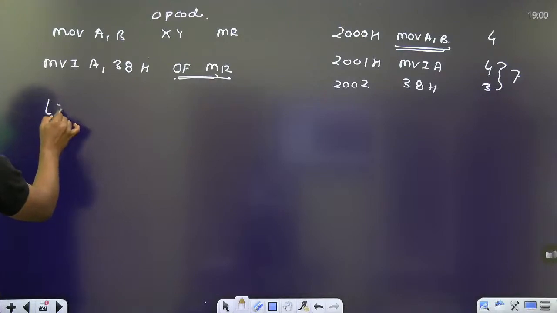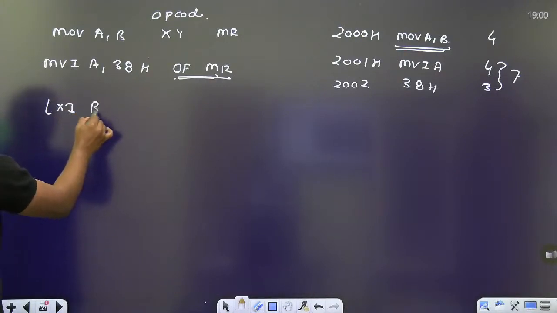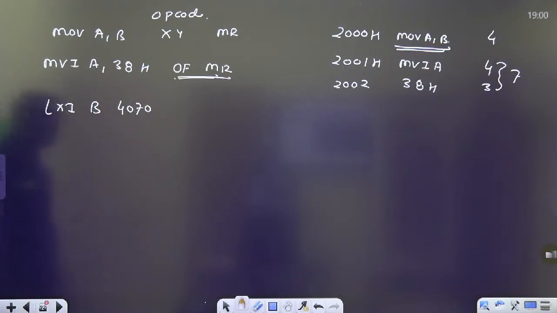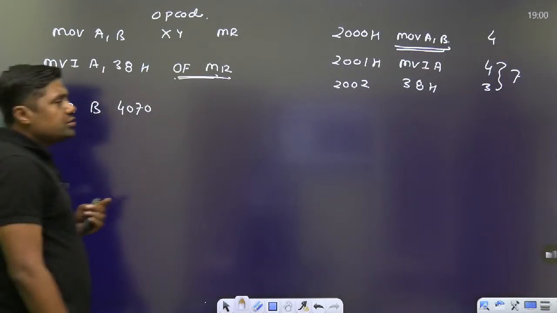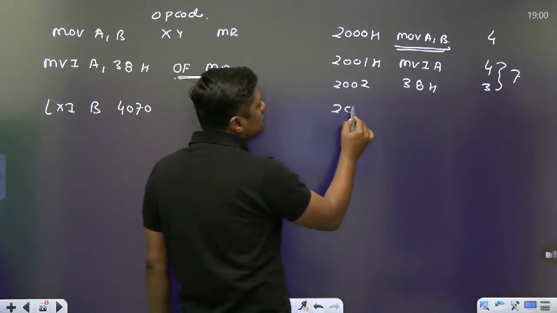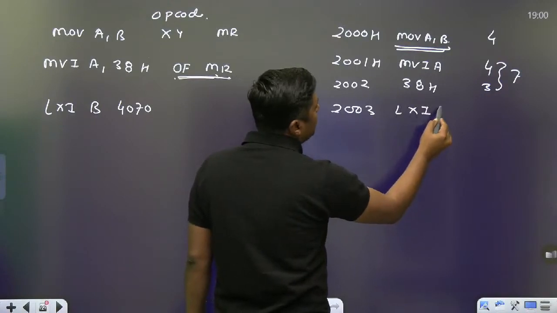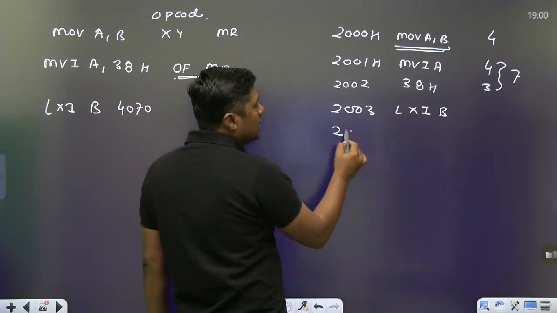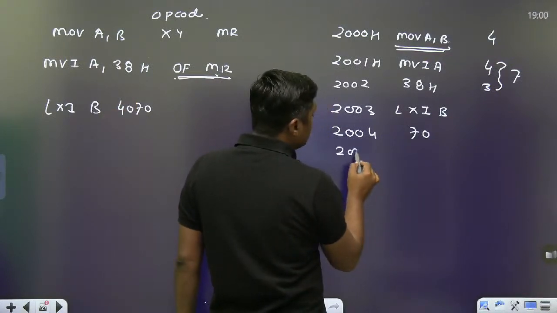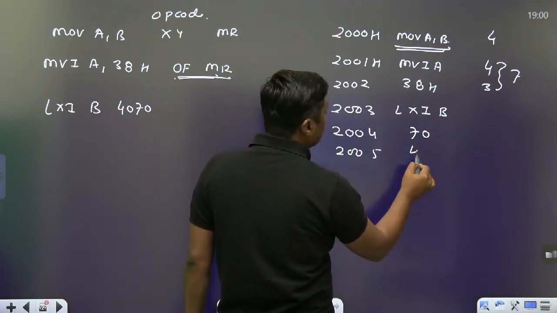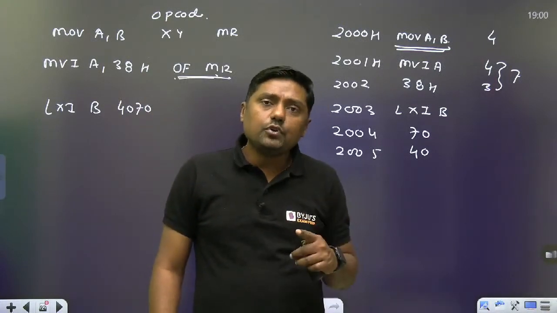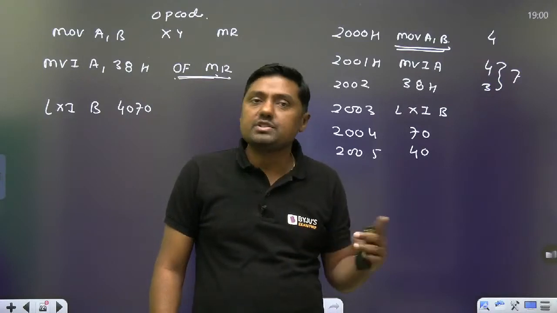Now next, LXI B, 4070H. What is the meaning of this? Immediately you want to store what? 4070 in the BC register. Here we will write LXI B opcode in 2004. First of all, write the lower order address 70. In 2005 you will write the higher order address 40. So what is the meaning of this instruction? You have to store 4070 in the BC register.